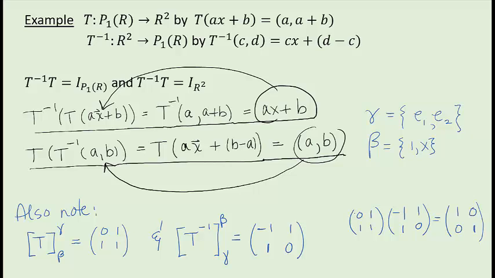Also notice, though we have not really proved it yet, that if you take these two functions that are inverses and get their matrices relative to the two bases, where beta is 1, x, the standard basis for the polynomial vector space, and gamma is E1, E2, then the transformation matrix for T is 0, 1, 1, 1, which now you know how to do, and the matrix for T inverse is negative 1, 1, 1, 0. Notice that when you multiply those together, you get the identity matrix.